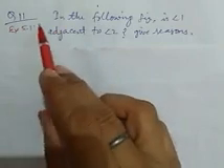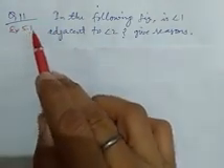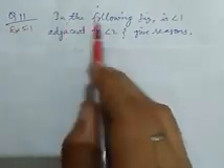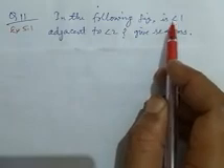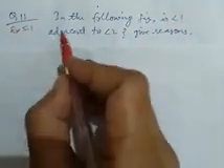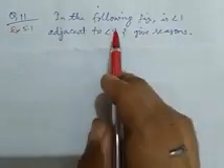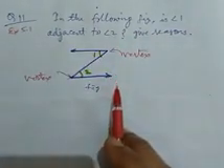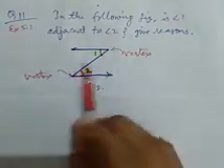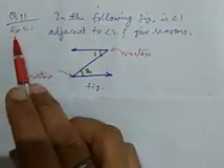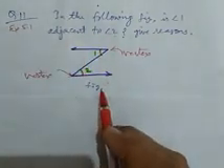Now, this is the next question. Question 11 from exercise 5.1. In the following figure, is angle 1 adjacent to angle 2? Give reason. Here is the picture. You may check in your book. In your book, this is question 11 from exercise 5.1, and this is the figure given in the book.